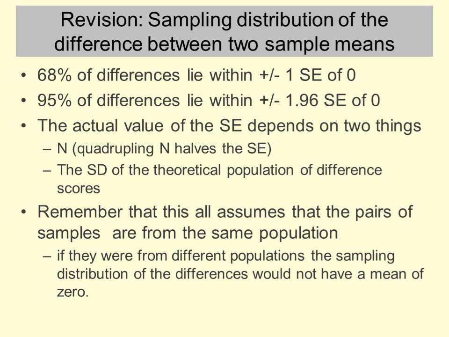And remember that this all assumes that the pairs of samples came from the same population. If the pairs of samples were from different populations, then the sampling distribution would no longer have a mean of 0. But we're not really interested in that case because it doesn't happen very often that we have access to that information.